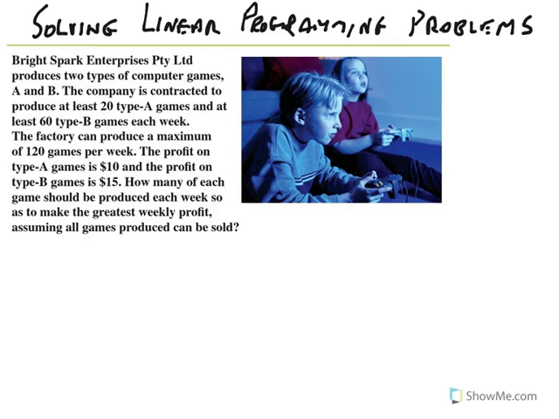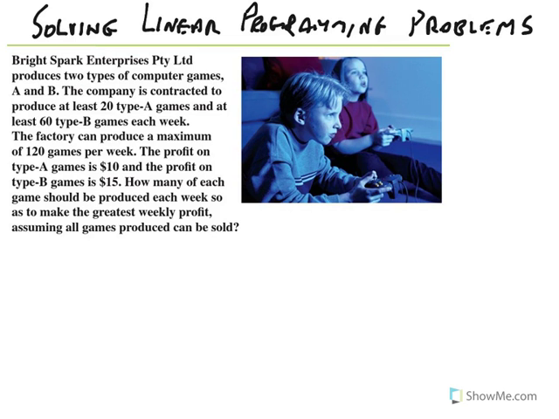But the production of the factory is restricted by the number of workers they've got, new machinery, etc. So they can only produce 120 a week. And then we've got to look at the profit. For A games you get $10 profit, and B games $15 profit. And then we've got the final thing here: how many of each game should be produced each week to make the greatest weekly profit, assuming all games produced can be sold. Alright, so you're given your restrictions and then you're given what you're trying to find out.